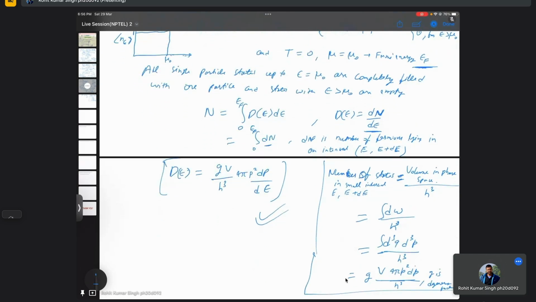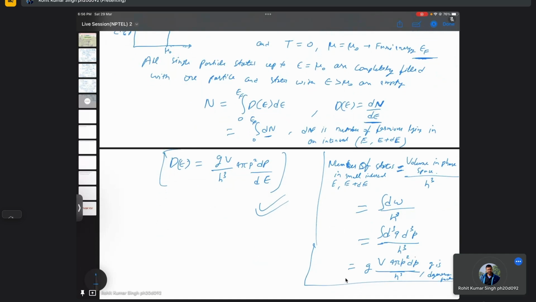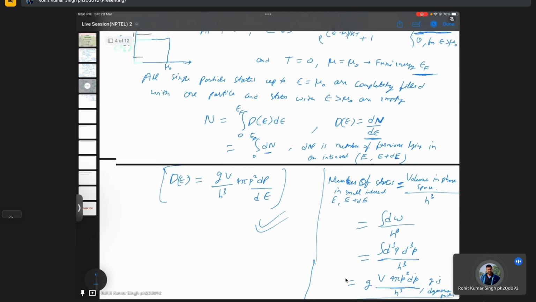And this can be generalized for basically all the ideal gases, right? This is true for a bosonic gas also, this density of states, because we still have not considered anything about G. So G is different for bosons and fermions, which we will consider later, okay? So let me know if you understood till here, then we can go to problems.